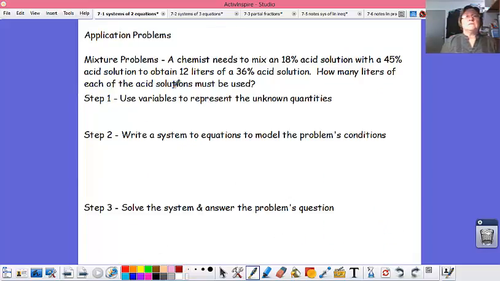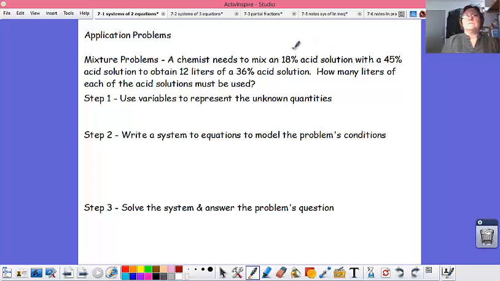For an application problem, I've chosen a mixture problem. These are frequent uses for solutions of two equations and two variables. We have a chemist who needs to mix an 18% acidic solution with a 45% acidic solution in order to obtain 12 liters of a 36% solution. And then the question is, how many liters of each of the acid solutions have to be used?